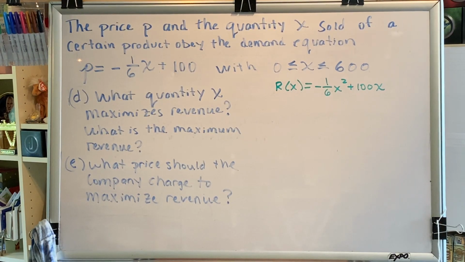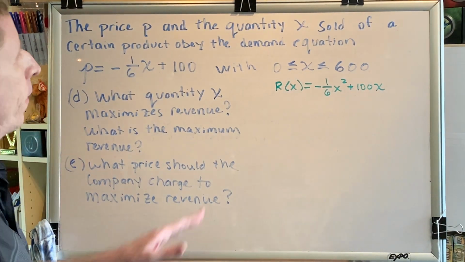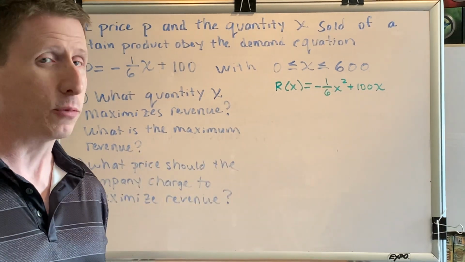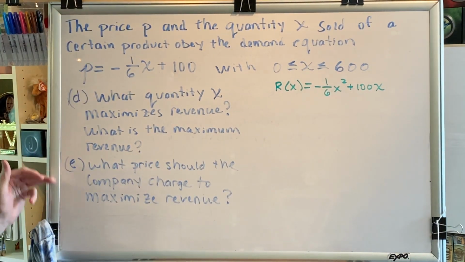The topic of this video is building quadratic models from verbal descriptions, economic models. This is a continuation of the previous video. In our previous video we looked at this problem and we created a function that expresses the revenue R as a function of x, which we will need as we continue with parts D and E.